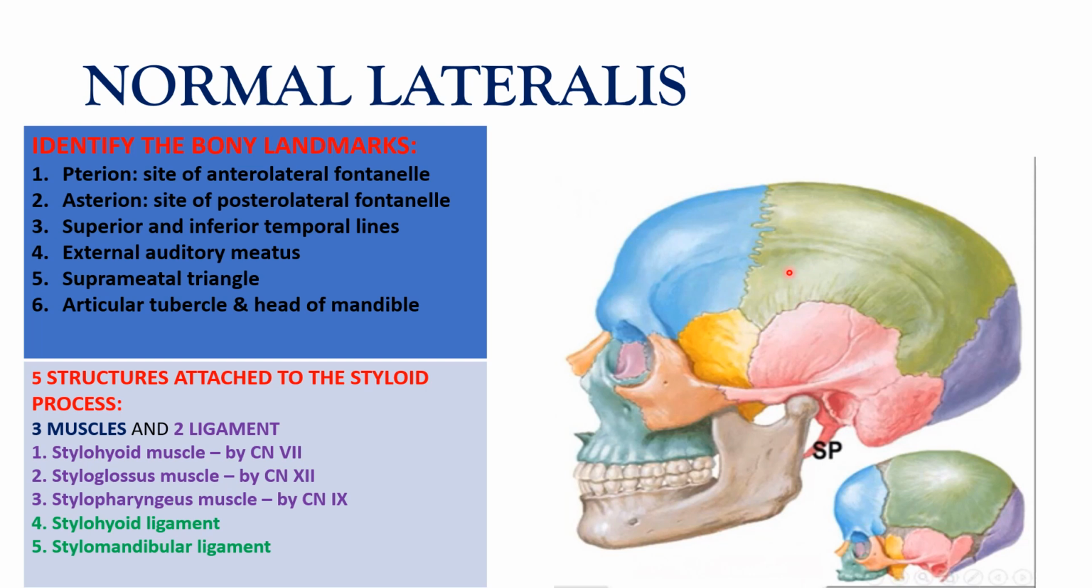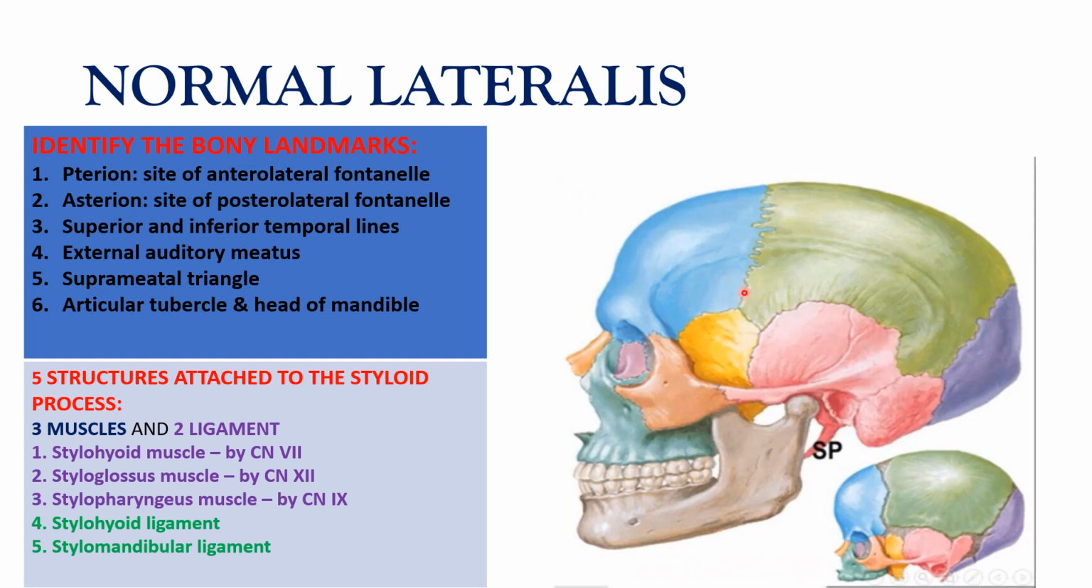Now, the pterion is represented in the infant skull as the anterolateral fontanelle. So this is the anterolateral fontanelle. The pterion is represented in the infant skull by the anterolateral fontanelle, and this fontanelle ossifies at the age of 3 months.